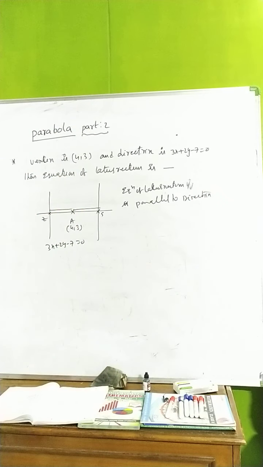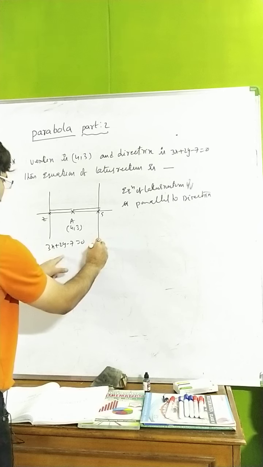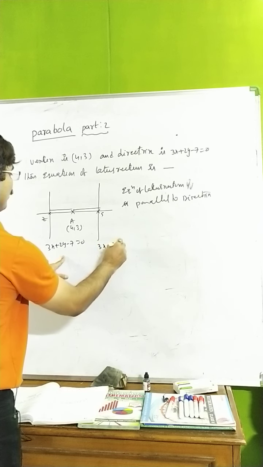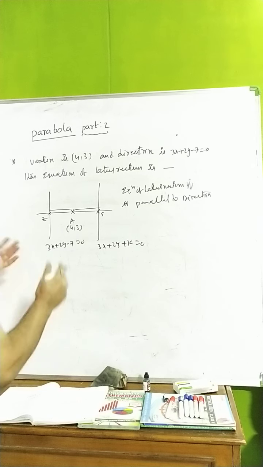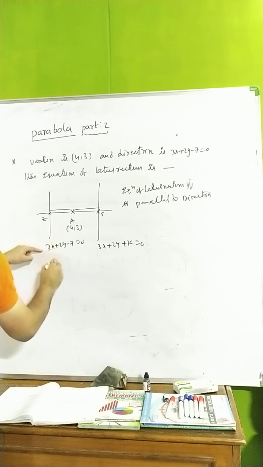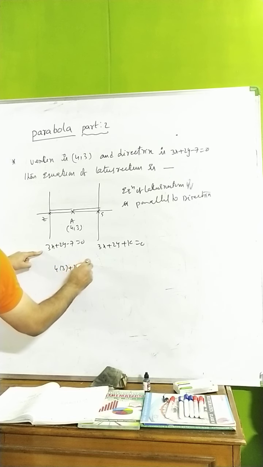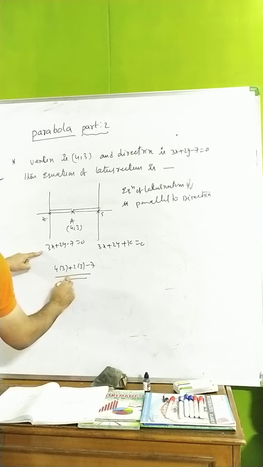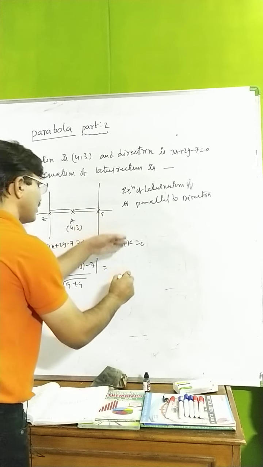The latus rectum is parallel to the directrix. You know very well that the equation parallel to this one is 3x plus 2y plus k equal to 0, because these two are parallel. And you know very well this distance and this distance are the same. So the distance from A to the directrix is |4 into 3 plus 2 into 3 minus 7| divided by under root of 9 plus 4, and it is the same for this one also.